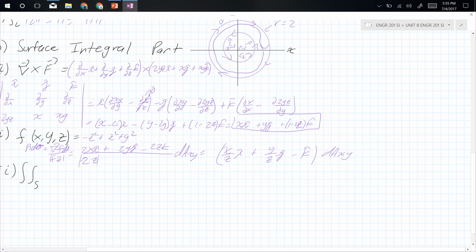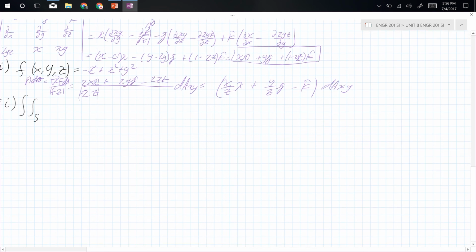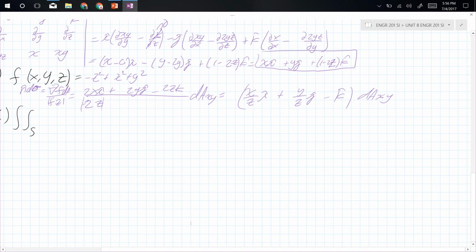So then we have to dot. I believe you have to dot these two together, the n hat d sigma with the curl of f, and make sure that that's what I need to do. Yeah, okay. So when we dot it, we'll multiply each component together and add them up.